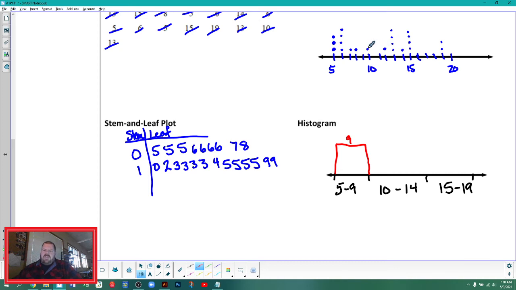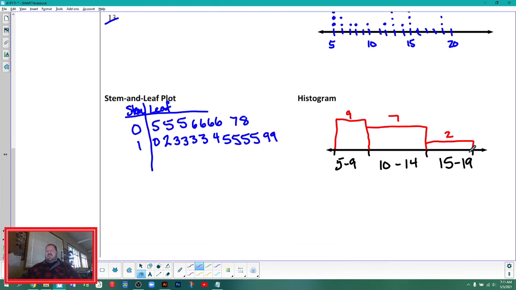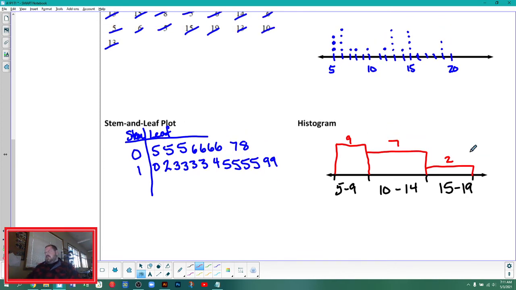For 10 to 14, I've got 1, 2, 3, 4, 5, 6, 7. So I've got 7 of those. That column got a little wide. And then I only have 2 from 15 to 19. So I'll say 2 is right there. All right, so that is a dot plot or a line plot, a stem and leaf plot, and a histogram.